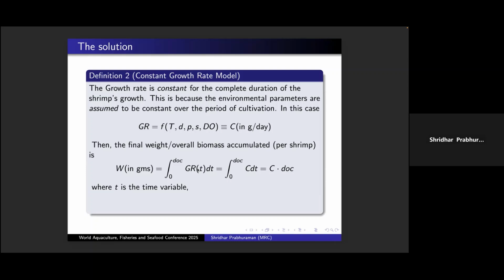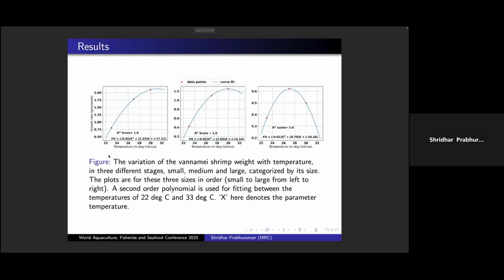The other aspect is the scaling function. The scaling function in the sense that once we have identified what will be the growth rate with respect to the temperature, we scale it up or down based upon the stocking density, salinity, and pH. Because what we obtain from the temperature is an ideal value, but the other parameters could vary. So we take that variation into consideration, and what we obtain finally is a growth rate function. Right, and then, again, an integration starting from 0 to the overall days of cultivation.